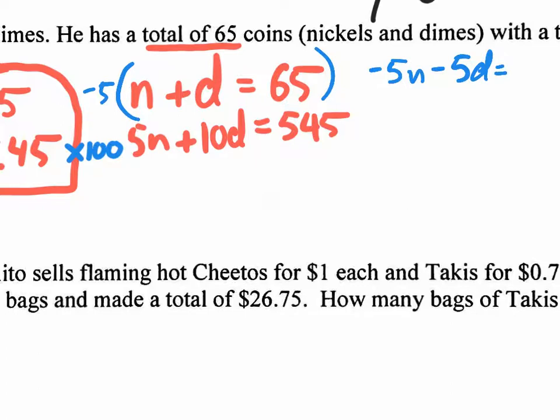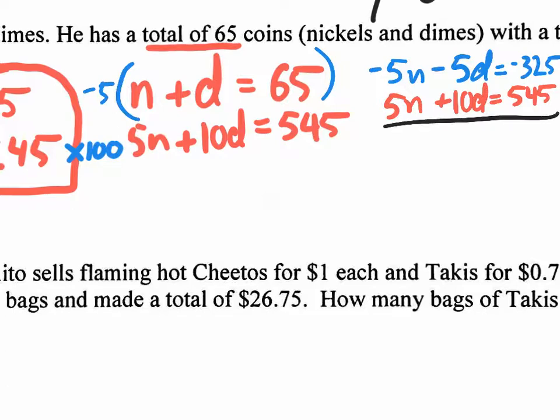This is a great section for calculators, guys, because obviously 65 times -5 is -325. And that bottom equation, we're going to leave the same. 5n plus 10d equals 545. And now we're ready to combine the lines, linear combinations, eliminate the n's, and we'll get positive 5d equals, with the calculator, 545 take away 325, and we'll get 220.